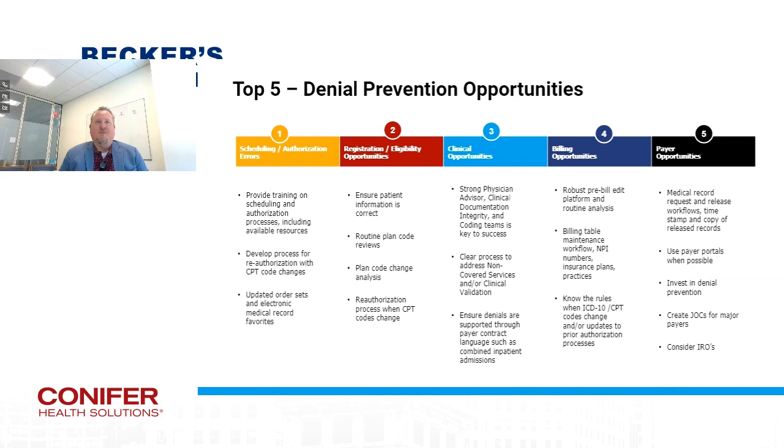The second section here is registration or eligibility opportunities. Ensuring the patient information is correct, and routine plan code reviews, similar to the updated order sets. Plan codes, it's like they're created once and they live on forever. So have routine processes, whether that's every six months or once a year, or maybe even once every two years, but certainly have ways to double check your plan codes and make sure all your systems are in sync too. That's really the big one.